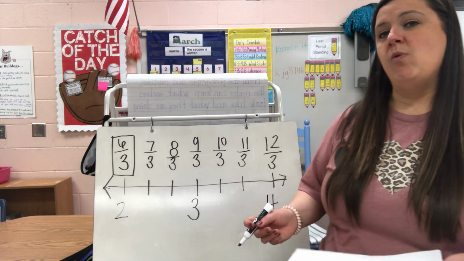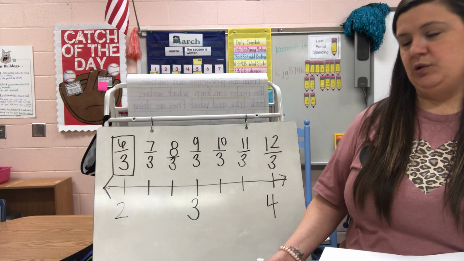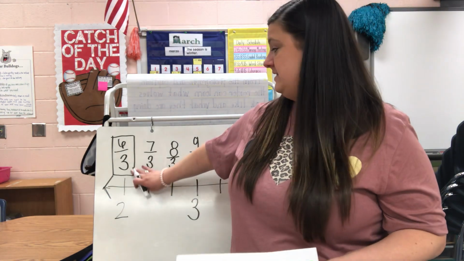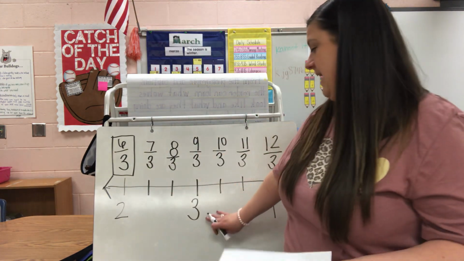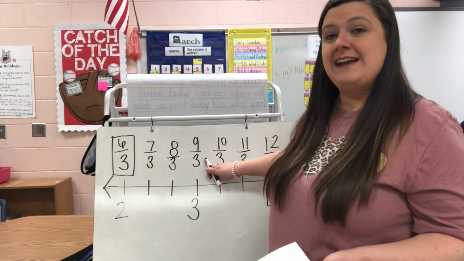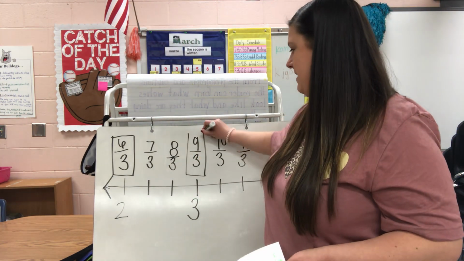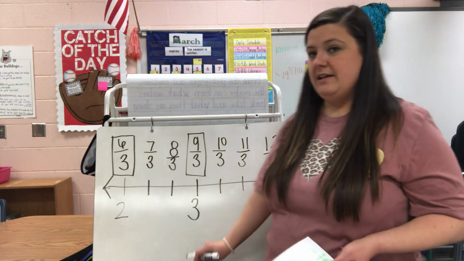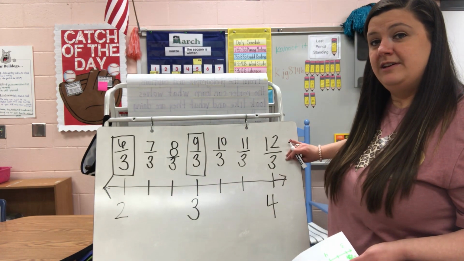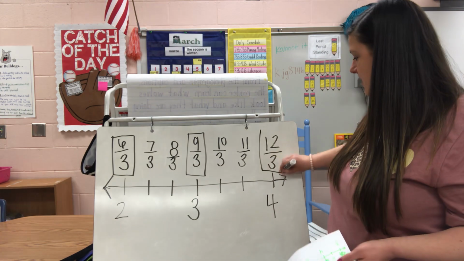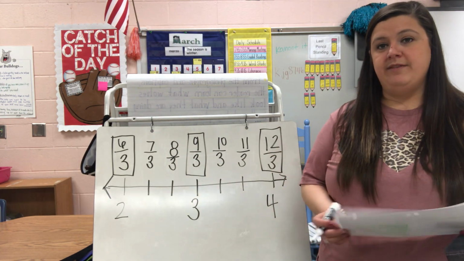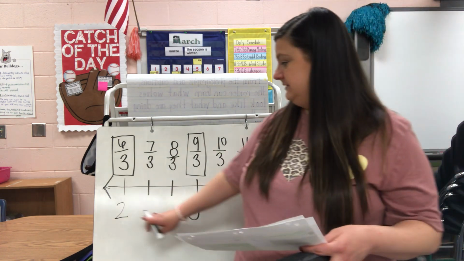Now we can think about what fractions are equivalent to each whole. We already discovered that 2 wholes is equivalent to 6 thirds. So what fraction of thirds is equivalent to 3? 9 thirds. So we can put it in a box. Then 4 wholes would be equivalent to 12 thirds. So we can also put that in a box to show that we've found the equivalent amount to the wholes.